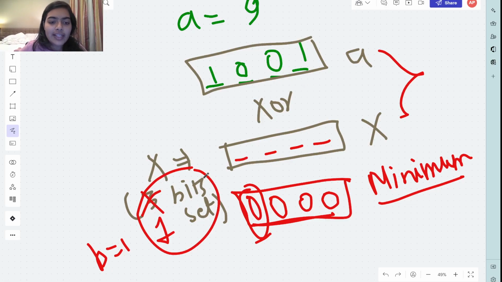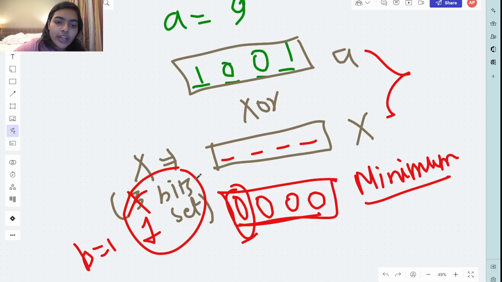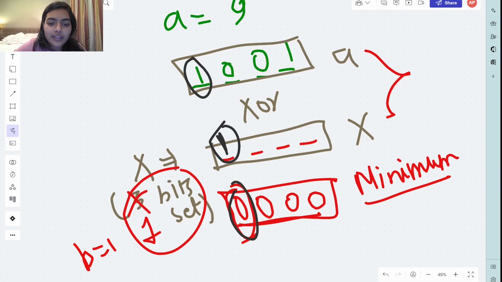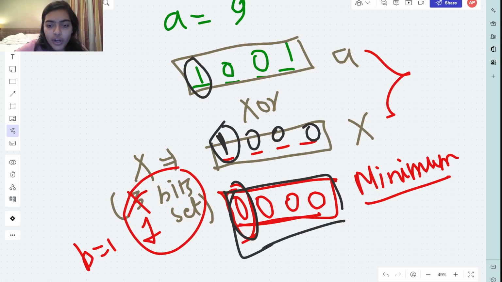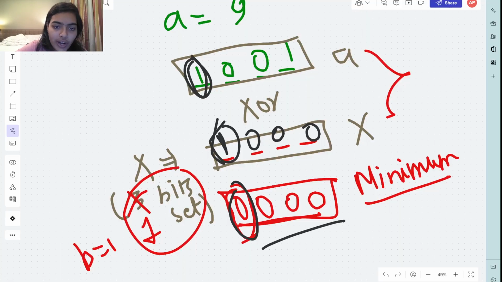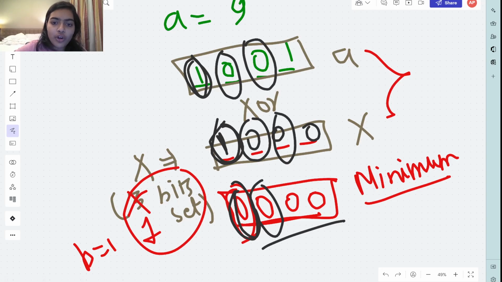Let's discuss that. If you set the bit here, 1 XOR 1 will give you 0, and this will be your output. What will be your output? All other places in X, I am going to leave as 0. So what will be my XOR? 1 XOR 1 will be 0. 0 XOR 0 will be 0. 0 XOR 0 will be 0. 1 XOR 0 will be 1.